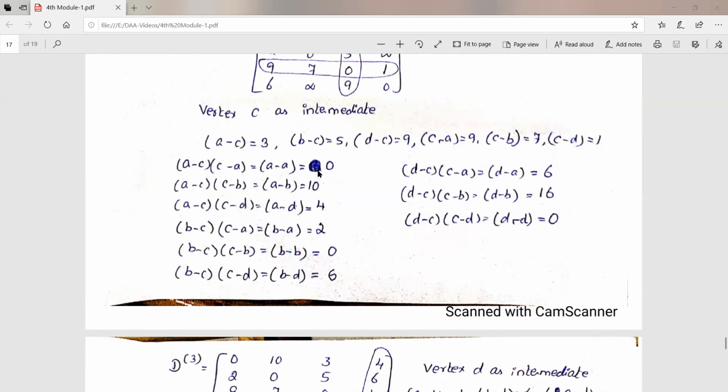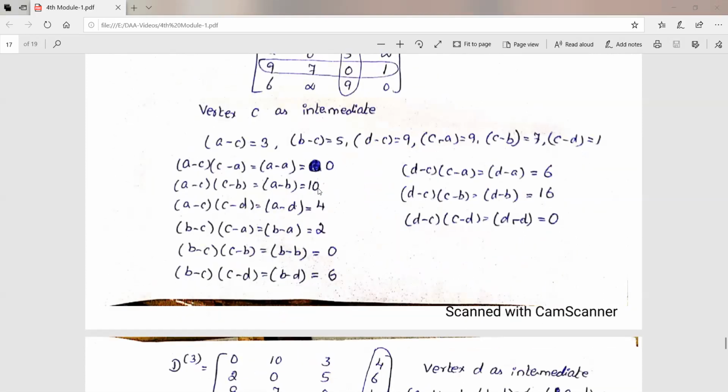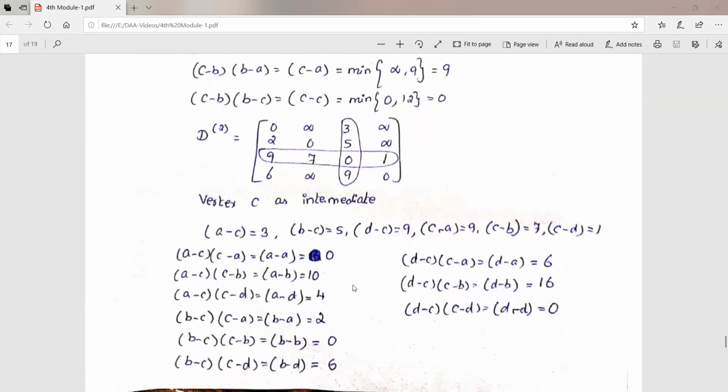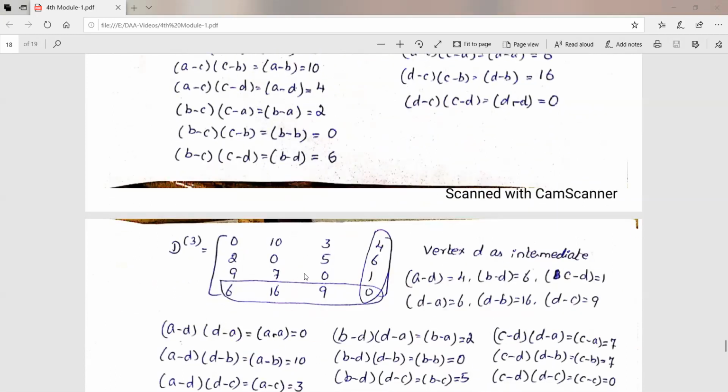Okay, so A to A it will be 0, A to B it will be 10. Before it is infinity, so now we are changing the value with this 10. Okay, and then A to D also, before it is infinity, so now we have the value that is 4. Okay, so using this value, just you update the matrix. So after updating the matrix, now we have to consider vertex D as an intermediate vertex.